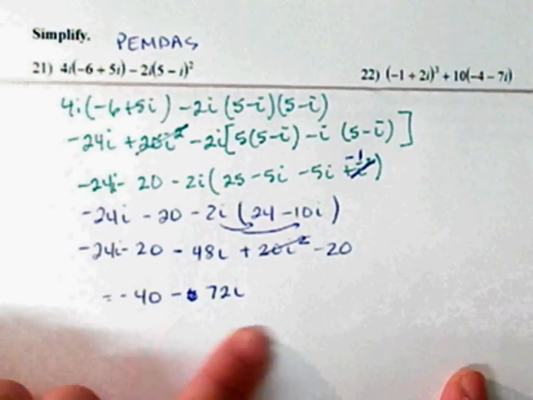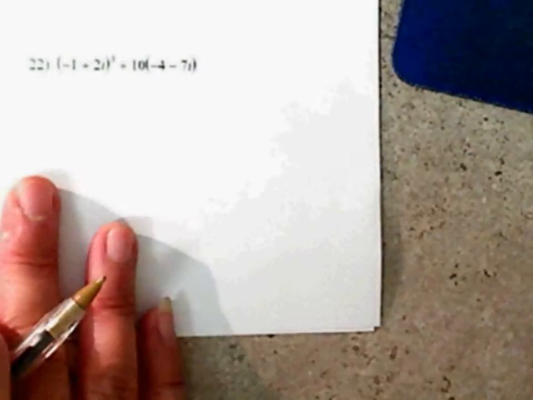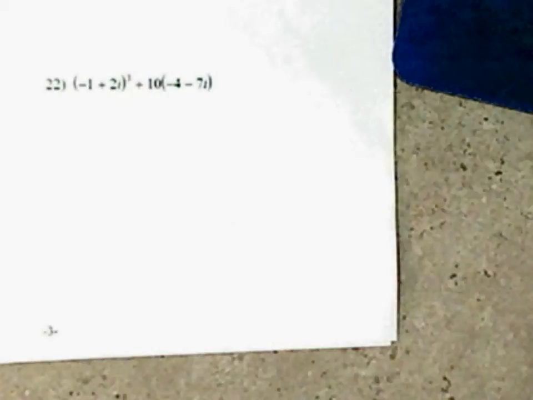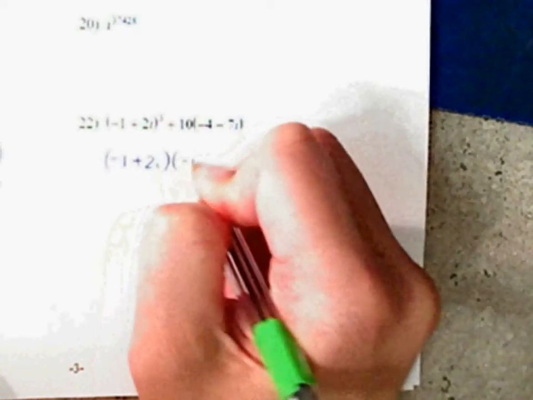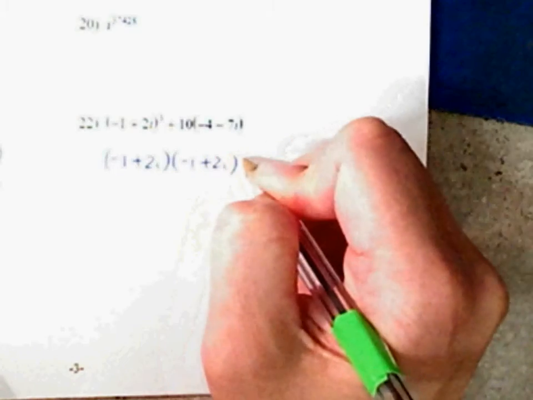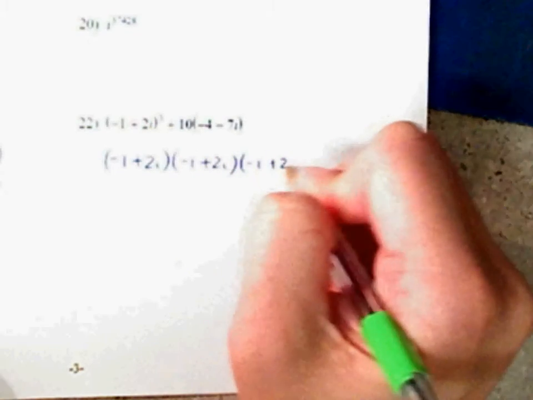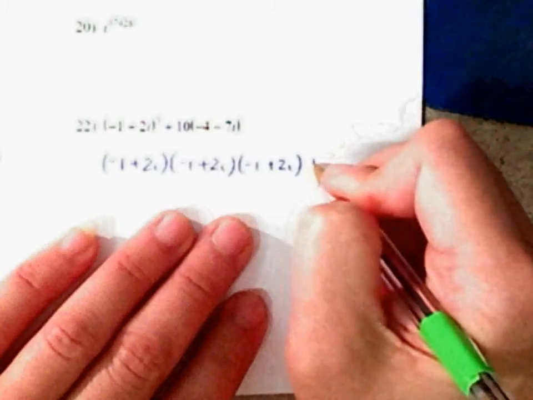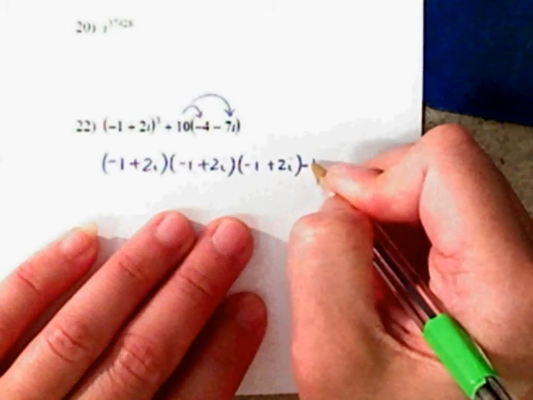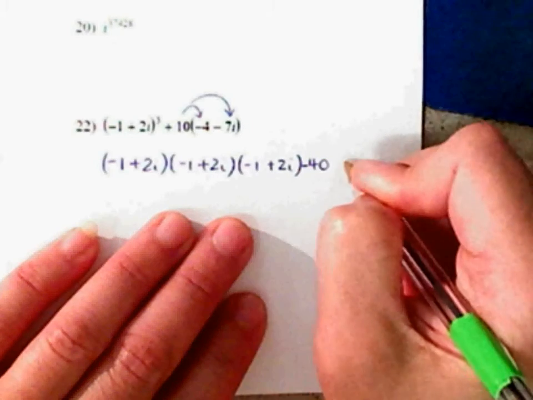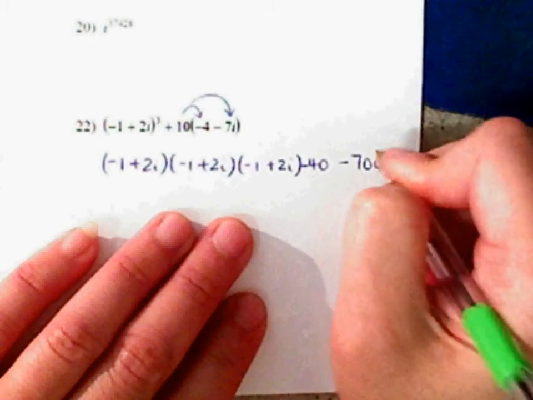A plus bi form. Number 22. All right? What does a cube mean? A cube means you have three of them. So you're going to have negative 1 plus 2i times negative 1 plus 2i times negative 1 plus 2i. Go ahead and distribute this and get rid of it. So you have minus 40 minus 70i.